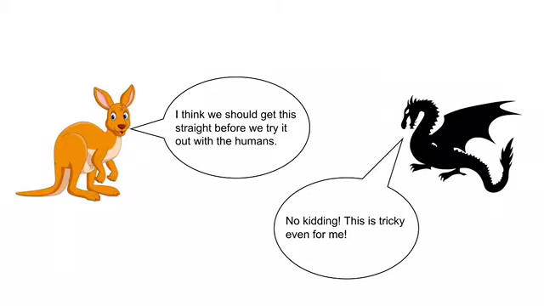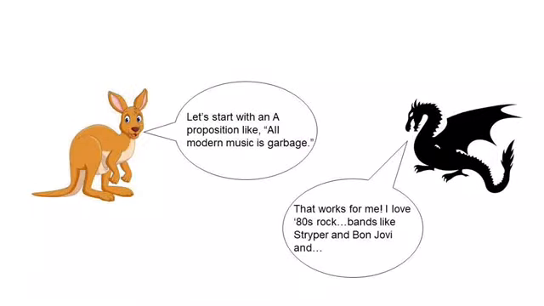So, Kangaroo says to Logic Dragon, she says, I think we should get this straight before we try it out with the humans. And Logic Dragon says, no kidding, and this is tricky even for me. So she says, let's start with an A proposition like, all modern music is garbage. And Logic Dragon says, hey, that works for me. I love 80s rock. Bands like Stryper and Bon Jovi and, well, we get the idea there.